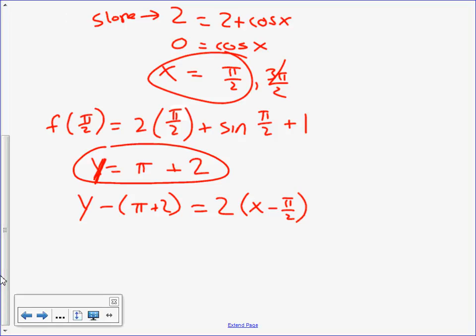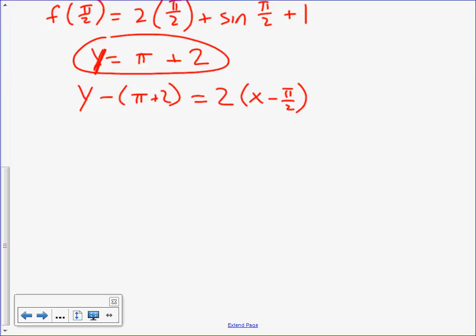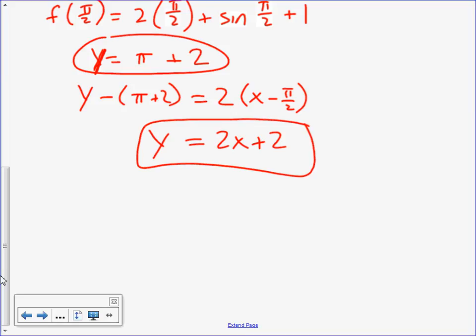Okay. Yeah. So if you were to work that all out, it would just be y is equal to 2x plus, is it 2? Yeah.